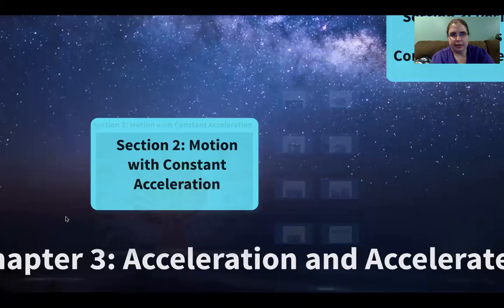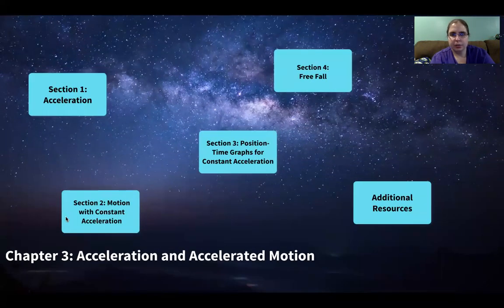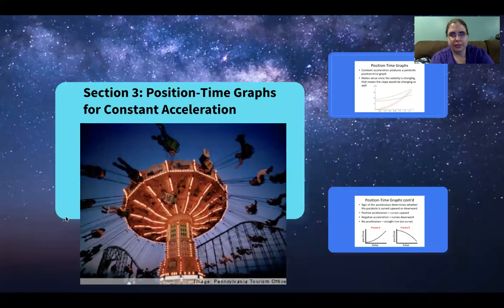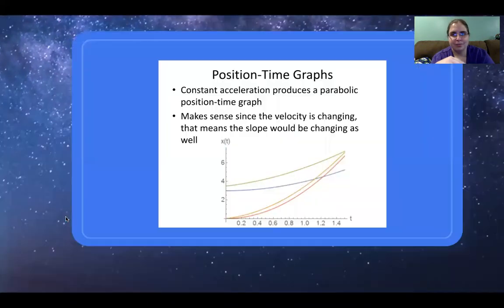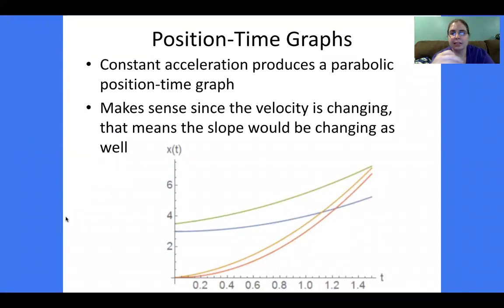All righty, let's move on to section 3, position time graphs for constant acceleration. Constant acceleration produces a parabolic graph. Remember, when we saw the velocity, it was more so in a straight line. Even if it changed velocity, it was straight, and then it changed the angle, and then went straight again.